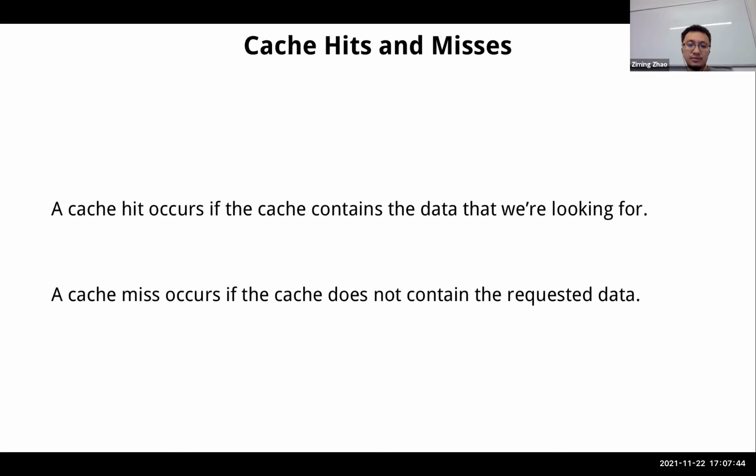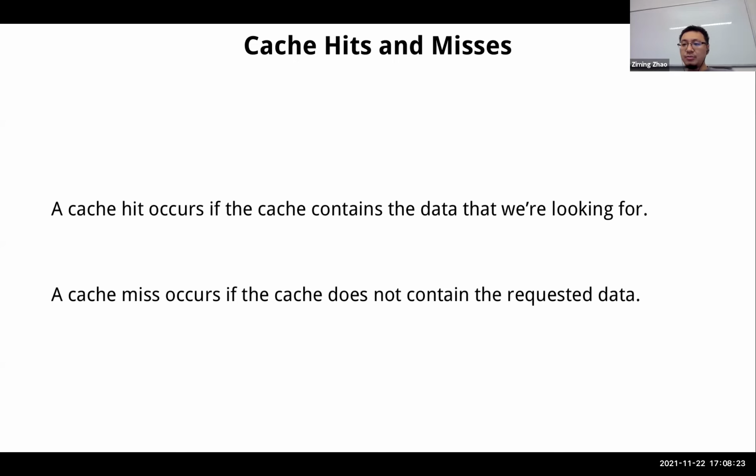Okay. So 2 important concepts here. One is called a cache hit, another one is called a cache miss. A cache hit occurs if the cache contains the data we're looking for. A cache miss occurs if the cache doesn't contain the requested data. So in that case, the CPU has to ask for the data from the main memory. Obviously, a cache hit is good because the cache can get the data much faster than the main memory.